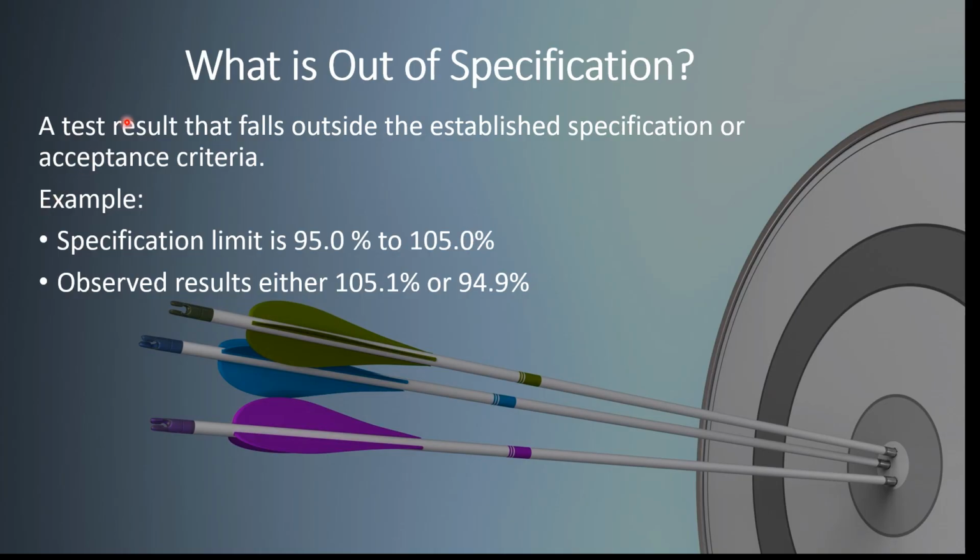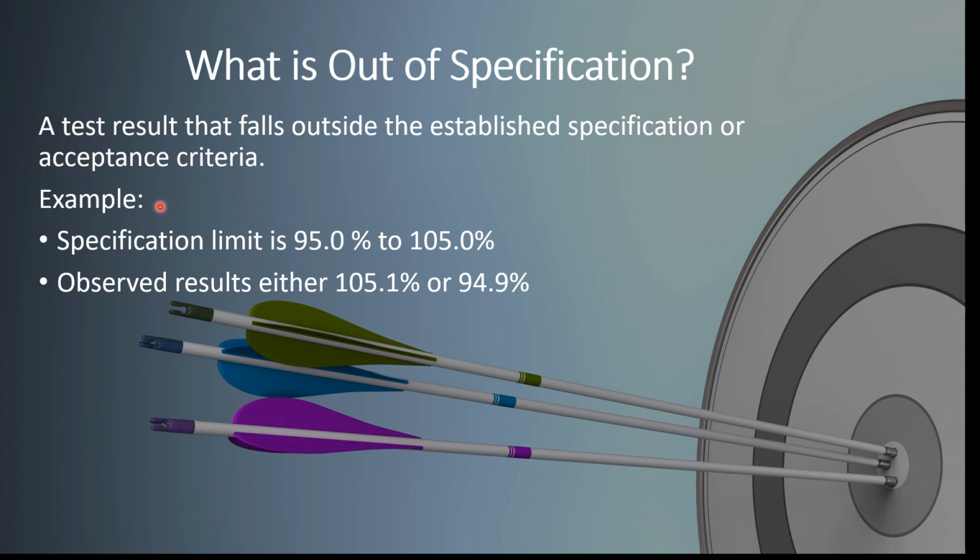So now in this slide we will discuss what is out of specification. A simple definition of out of specification is a test result that falls outside the established specification or acceptance criteria. So now let's discuss with one example.